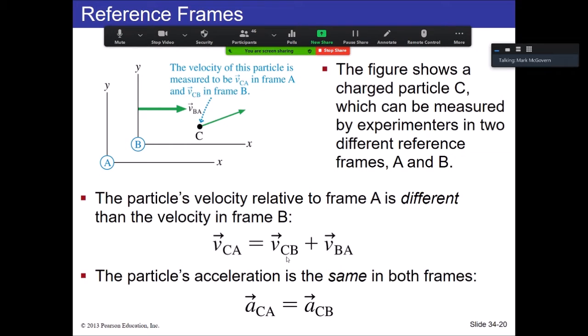And then observer B sees a velocity V C B, the velocity of C with respect to B. The relationship between these two follows Galilean relativity. We add in the velocity of the reference frame, and that creates a transformation, so to speak, between the reference frames so that they can agree upon the speed of things. Now, if you take the derivative of this, V B A is a constant for sure, and so that means the accelerations must be the same in the inertial reference frames.